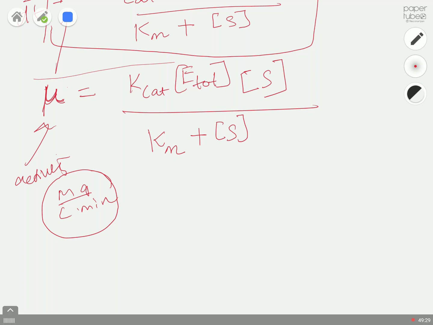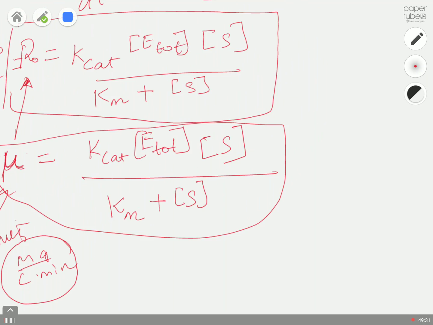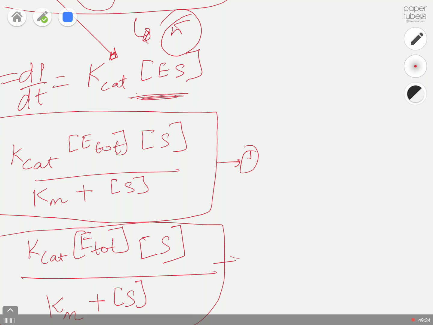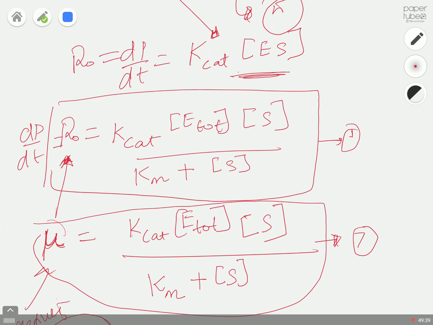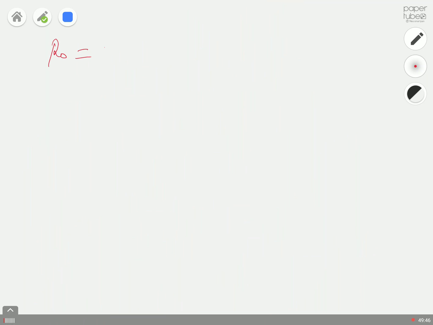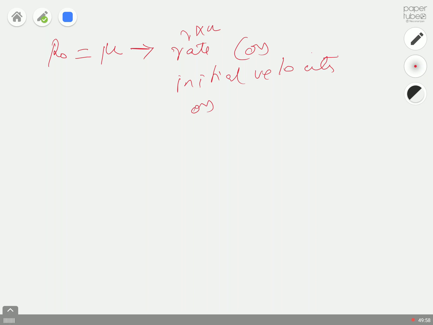So let's call this equation 6. Let's call this equation 7. 6 and 7 are the same, but we use a different notation for the rate of this reaction, mu. If you want, you can call this R0 is equal to mu, and you can call this the reaction rate, or the initial velocity, or the activity of your catalyst.